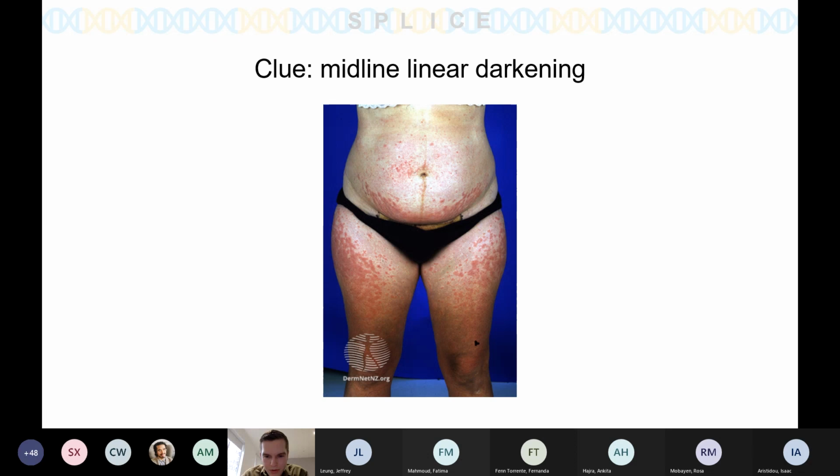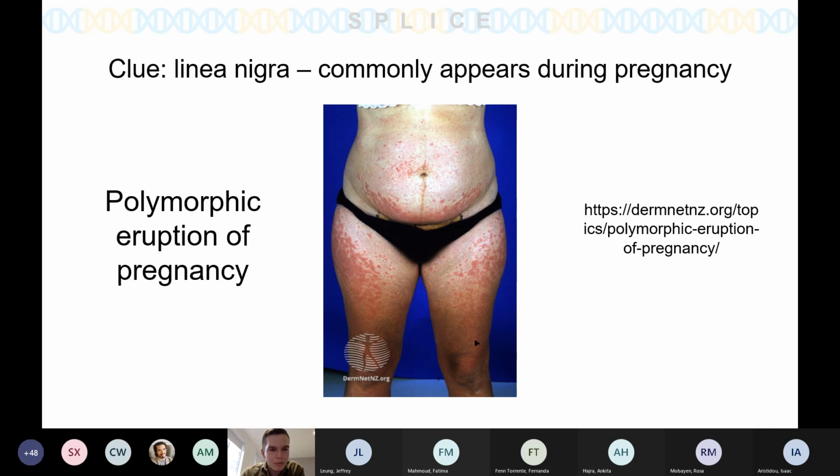Okay, onto a few 5th year ones. I've got one picture from each of the key specialties, and then we'll stop. Eruption of pregnancy thingy. Yeah, it's that polymorphic eruption of pregnancy. And the clue, can you tell she's pregnant? I don't think so, but the linea nigra appears in pregnancy. Yeah, polymorphic eruption of pregnancy.